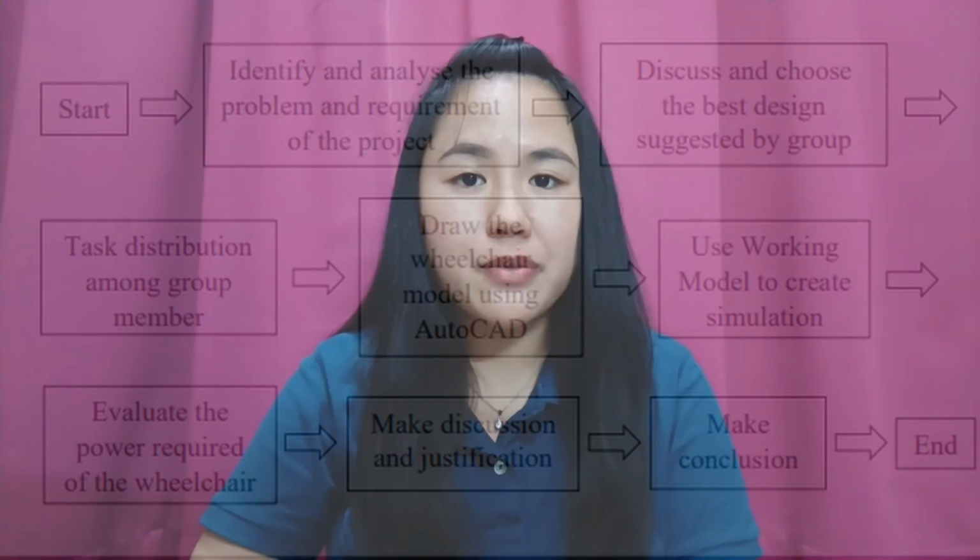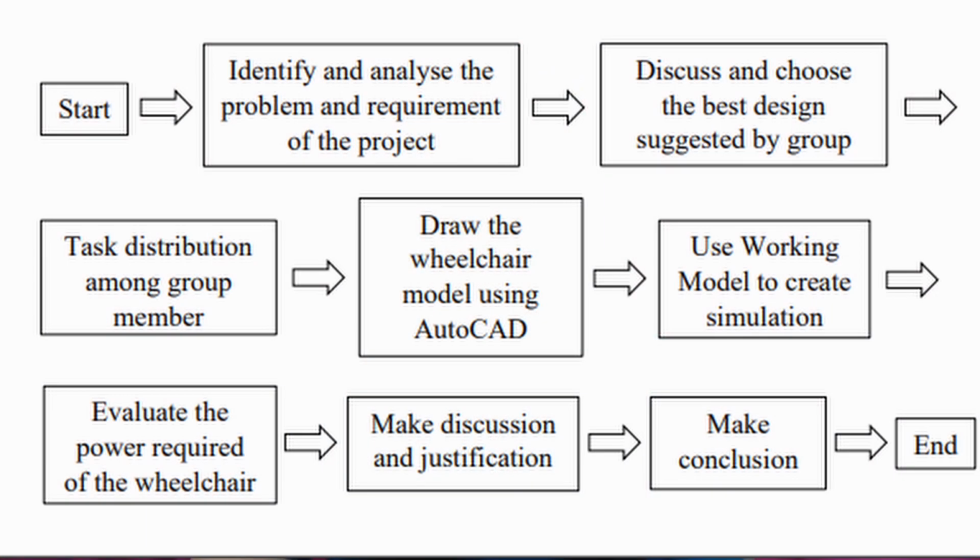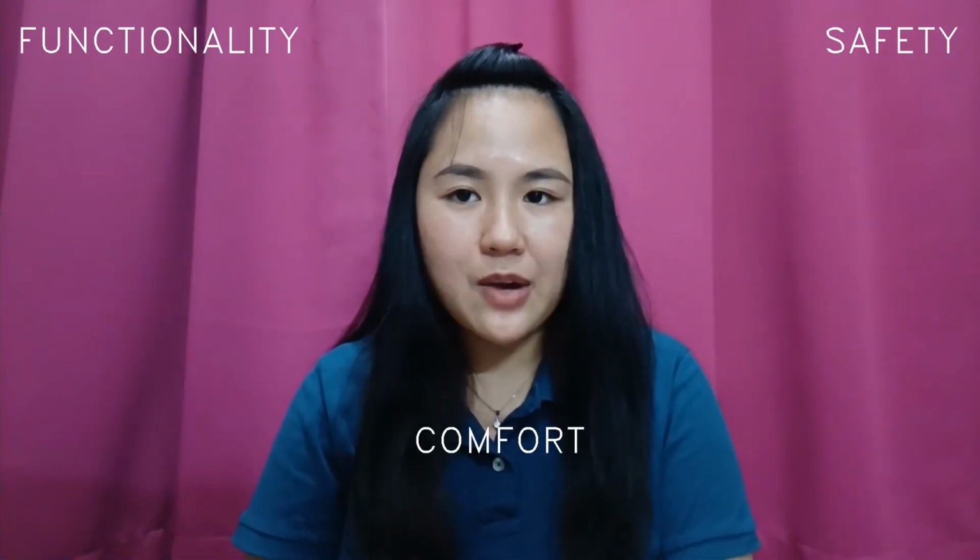Well, we had a group meeting to decide how to run this project smoothly. We then came up with this flowchart to help us proceed throughout this task. We started with identifying and analyzing the problem and the required factors of the problem. We magnified the scope to better understand how to tackle the problem. After our findings, we discussed and chose the best design together. We prioritize functionality and safety for our wheelchair, and we ensure that comfort is also important in our design.